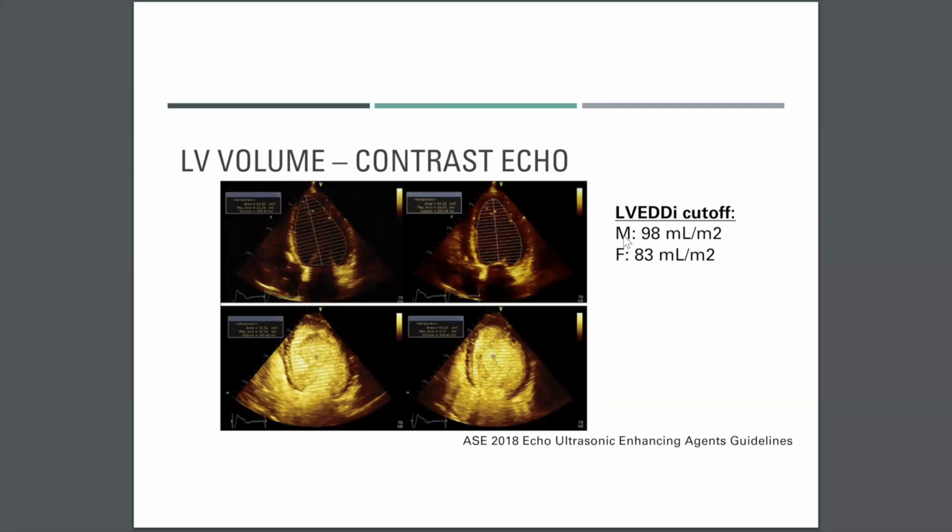So the two cutoffs that the chamber quantification guidelines or the contrast guidelines give us are 98 mL per meter squared for LV-EDVI for male and 83 mL per meter squared for LV-EDVI for females. So really it's a dichotomous dilated or non-dilated. If it's above these, we call it dilated LV. If it's below this, we'll just say it's normal size. But hopefully with future updates to the chamber quantification guidelines, we'll have more separation in the different gradings of the LV size based on contrast volumes.